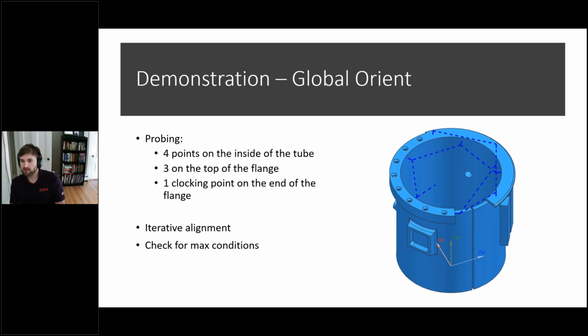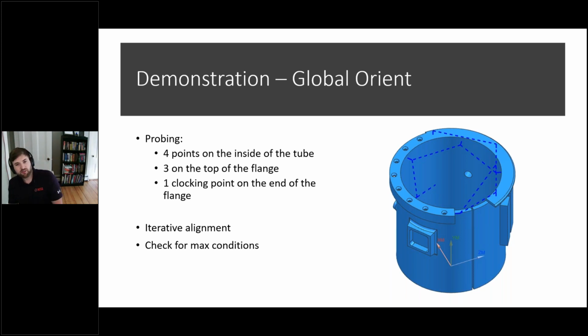So we're going to do some points on the inside of the tube, a few points on top of the flange, and a clocking point, which will give us a full 6 degree of freedom representation of the actual part's location. This is an iterative alignment, so it will run a couple of times until it makes sure it has the correct position of the part.